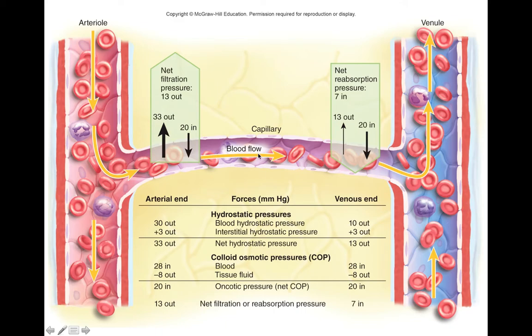As you move through that capillary and you've lost a lot of fluid to the interstitial fluid, you have some hydrostatic pressure left, although not much. The main driving force is osmotic pressure. All those plasma proteins will draw more of that fluid back into the capillary, and then as you move into the venule, you'll head back to the heart.